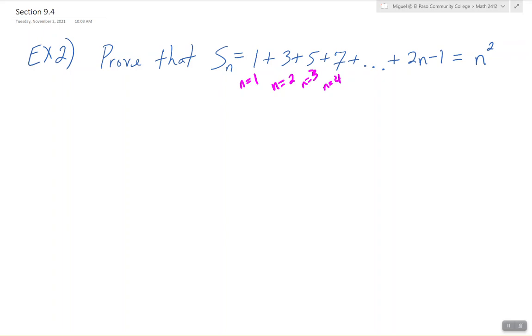Because we can see it works for 1: 1 squared is 1. We can see it works for n equals 2, where we get a sum of 4. For 3, we get a sum of 9. For 4, we get a sum of 16. And we can maybe see a few more, but then what about when we get to 36 terms or 150 terms, or what about 1,000,000 terms? How are we going to check those? Does that make sense?